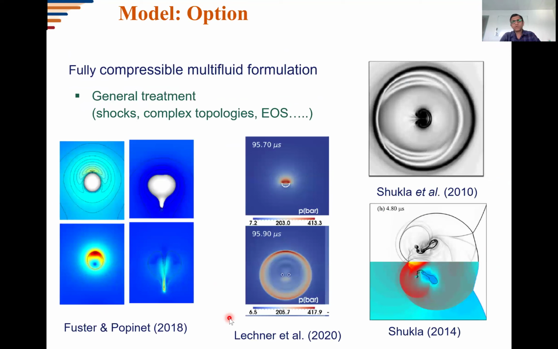And so we work on simulations, and one of the model options that one can go for and is quite attractive is to have a fully compressible multifluid formulation for such collapse dynamics. So you account for non-Newtonian rheology or, in general, viscoelasticity, and then look for what the bubble does when it sees these pressure differences. And such treatments are actually quite attractive because they are general, and they can account for shocks, complex topological changes which the bubble undergoes, and complications of equation of state as well.